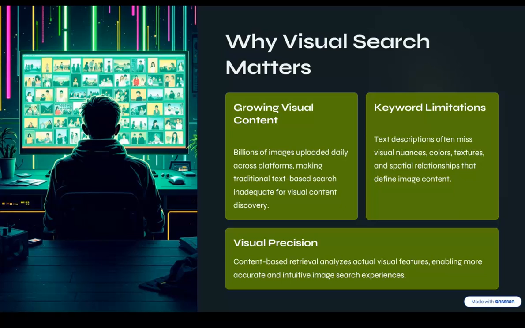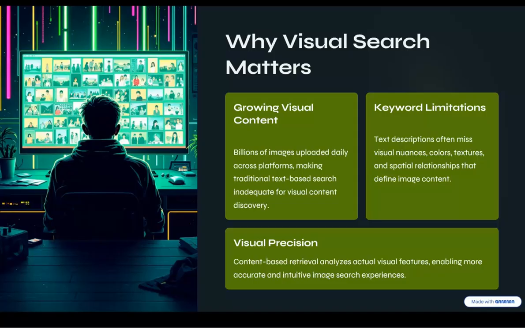By analyzing the actual visual content, colors, shapes, and textures, CBIR allows for more precise, intuitive searches. This is important for domains like medical imaging, where doctors might search for similar cases, e-commerce, where customers want visually similar products, and security, where analysts might track people or objects across footage.